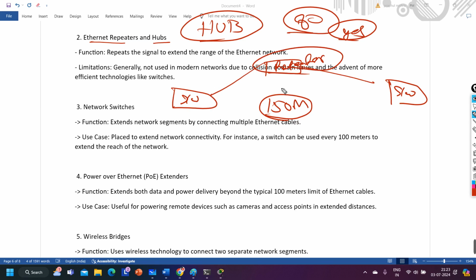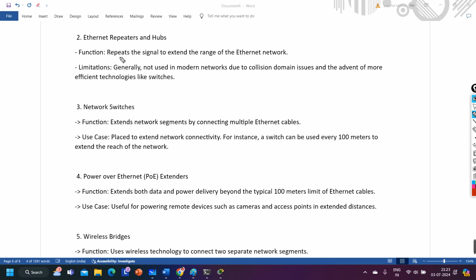Clear, guys? So it repeats the signal to extend the range of the Ethernet network. What is the limitation? It is not used in modern networks due to the collision domain issue. When you learn collision domain, then you will understand what the collision domain issue is. But keep in mind why we are not using it. What is the limitation of a repeater? Because we have collision issues.